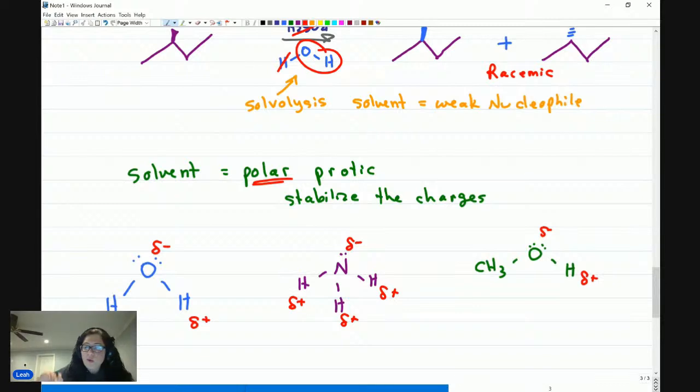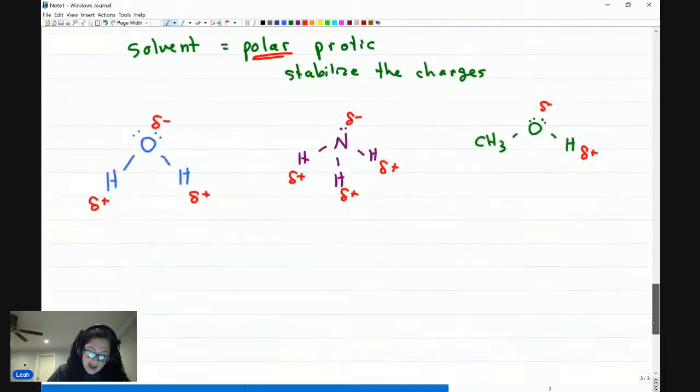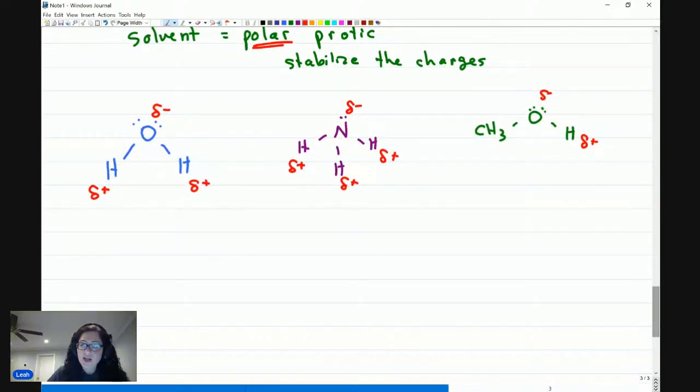Now, what is going to determine if the reaction will be between an SN1 or an E1 in a situation like this? I gave you SN1, but did it have to be an SN1?